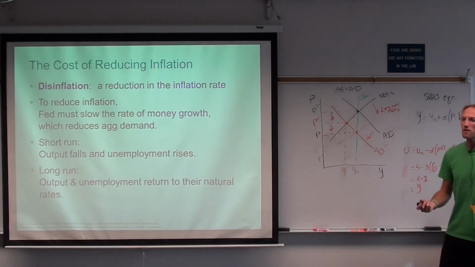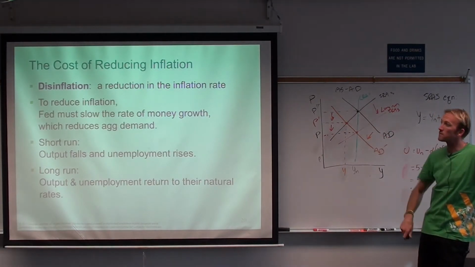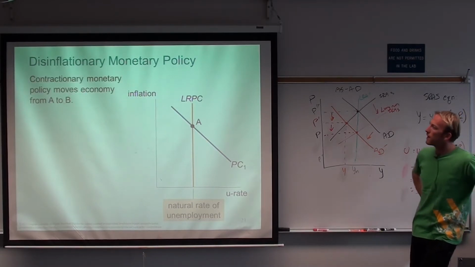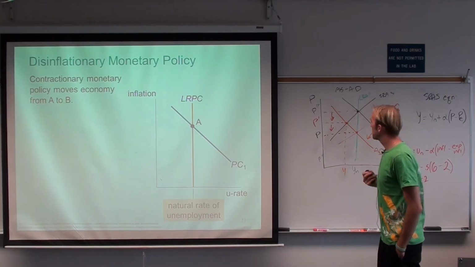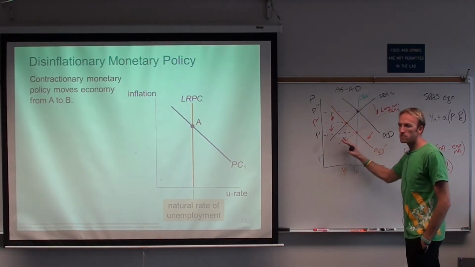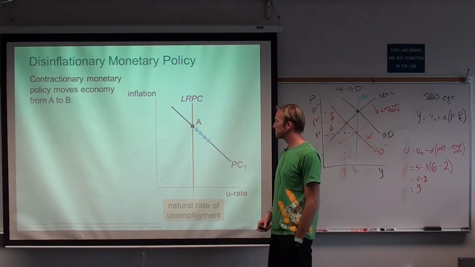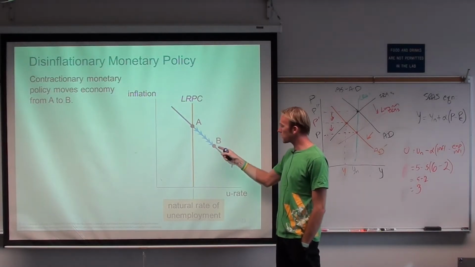It helps the disinflation even more. It helps bring our prices down. Okay? All right. So what happens? Well, contractionary monetary policy. That's where they take money out, right? That's where they move the AD curve. That's what contractionary monetary policy does. Moves the AD curve to the left. Okay? It moves the economy from A to B. Okay? This is in the short run.